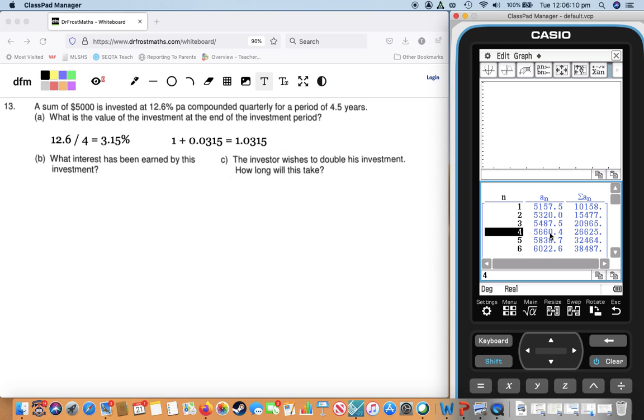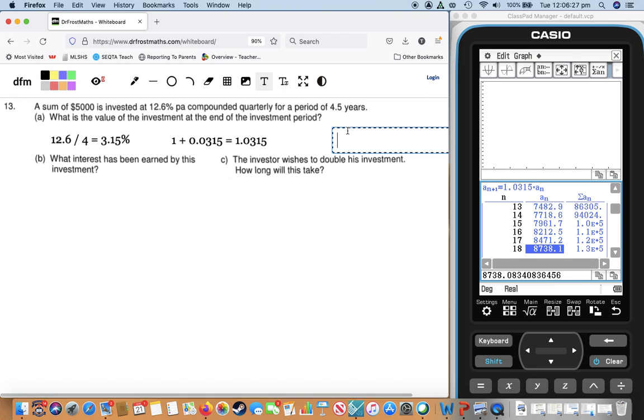Okay, so this question is at the end of 4.5 years. 4.5 times 4 is 18. So we need to go down to the 18th term, which is $8,738.08. So our answer for that question would be the value of the investment at the end of that period. We don't need to take the original investment off. It would just be $8,738.08.